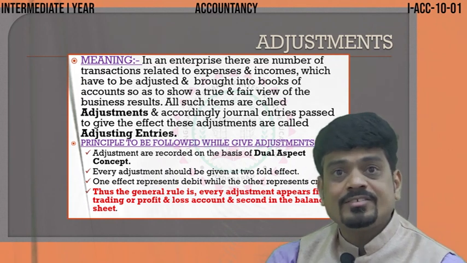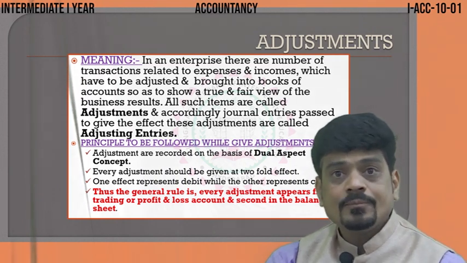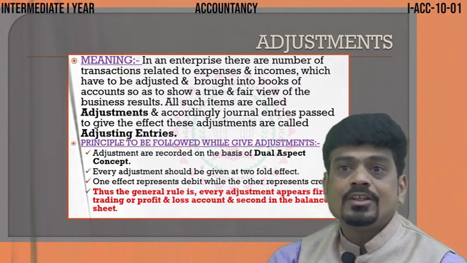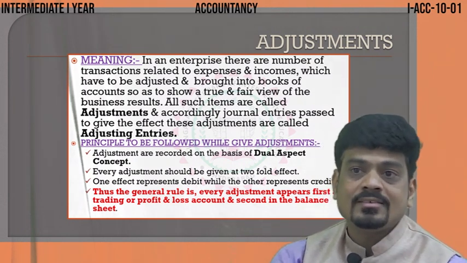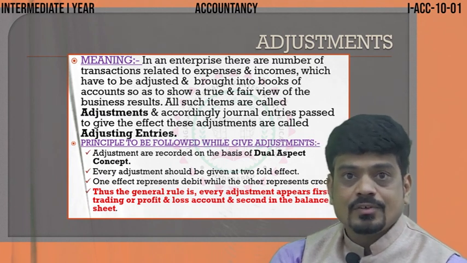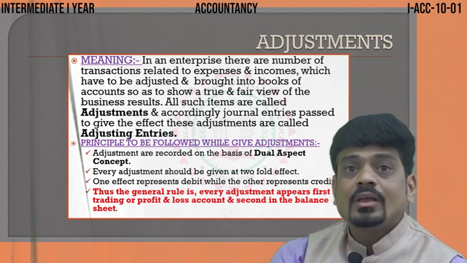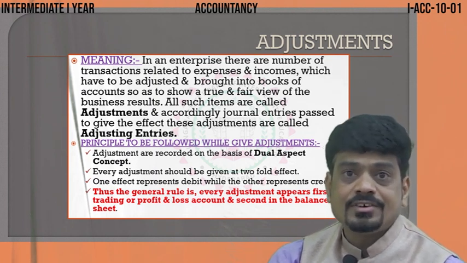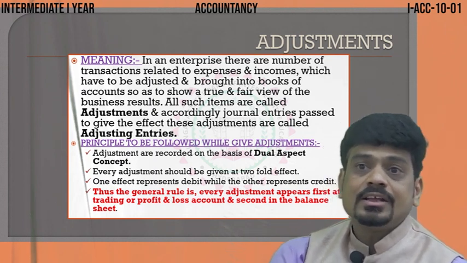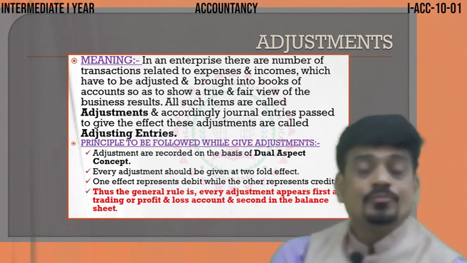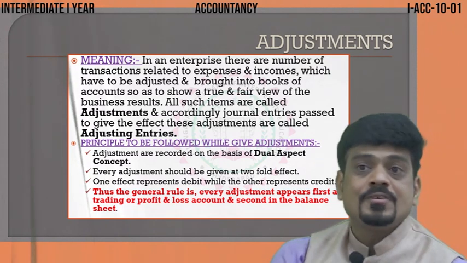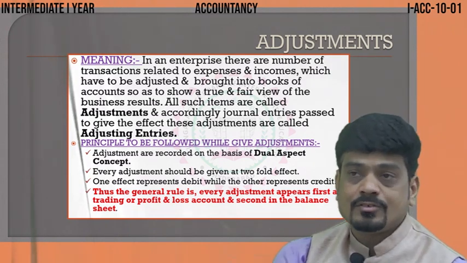And those adjustments are to be recorded through journal entries. And those journal entries, we call them as adjusting entries. If you recollect, in journal proper, you might have learned opening entry, adjusting entry, closing entries and all. Like that, here adjusting entries for adjustment. Then, what is the principle which we follow while we give adjustment?